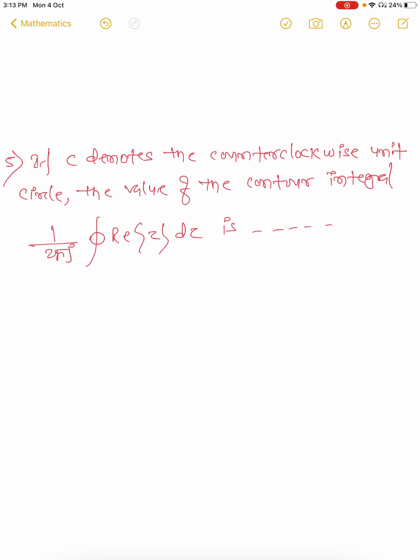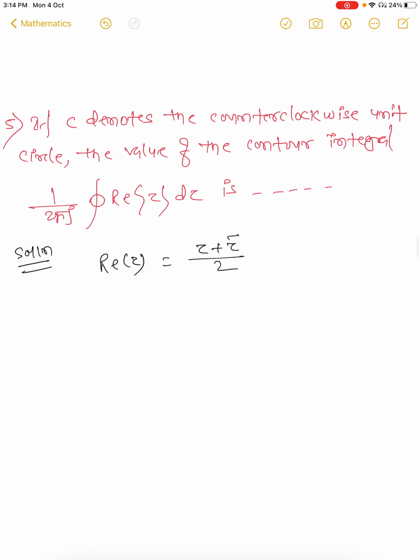If C denotes the counterclockwise unit circle, the value of the contour integral 1 upon 2 pi j integral of real part of z dz is what? Real part of z is nothing but (z plus mod z) upon 2. Since there is no pole inside the unit circle, the residue at poles is 0.